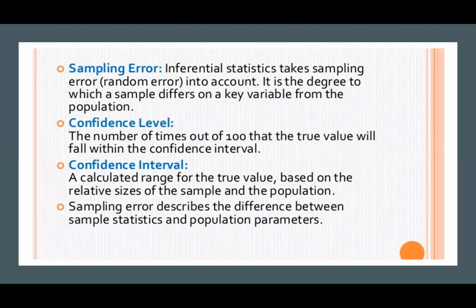Sampling error. Inferential statistics takes sampling error, random error into account. It is the degree to which sample differs on the key variable from the population. Confidence level. The number of times out of 100 that the true value will fall within the confidence interval is called the confidence level. And what is the confidence interval? A calculated range for the true value based on the relative sizes of the sample and the population. Sampling error describes the difference between sample statistics and population parameters.